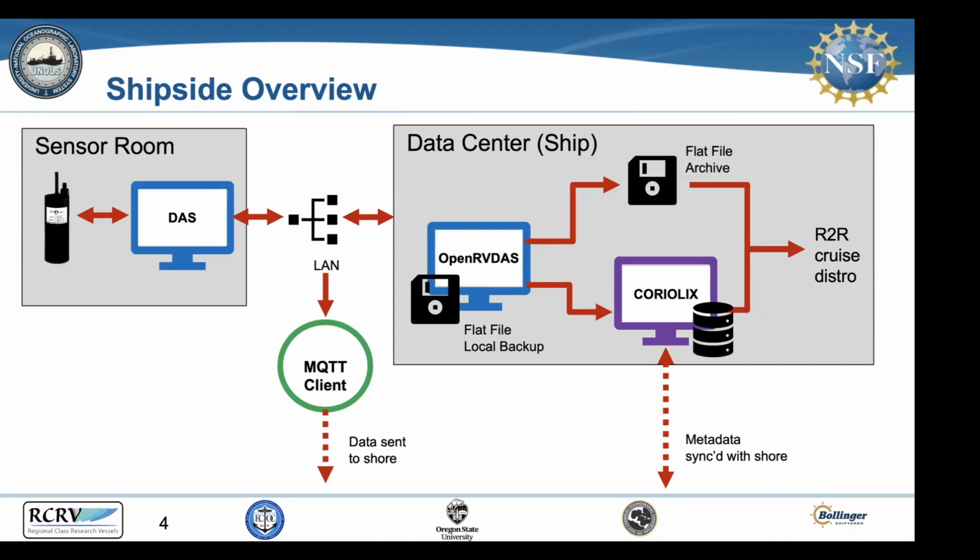This is how the ship side is set up. Data and the sensor metadata are also trickled to shore. So we have 2 pathways to shore. There's an MQTT client that trickles the data messages themselves. And then there's a second route for metadata in the Coriolix system, because Coriolix also captures things like information about the sensors. Those are synced between ship and shore.